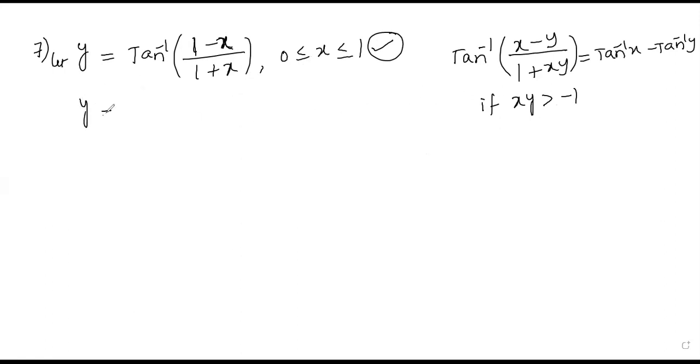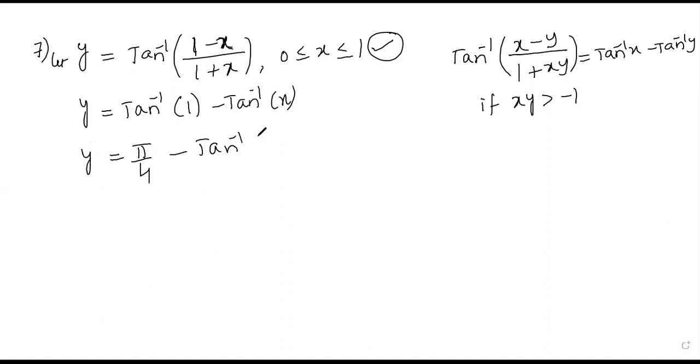So y is equal to, in simplest form, tan inverse 1 minus tan inverse x. So y is equal to pi by 4 minus tan inverse x, since tan inverse 1 is pi by 4. So it is a decreasing function, not only on the closed interval 0 to 1, in any interval it is decreasing only. So particularly on the given interval.